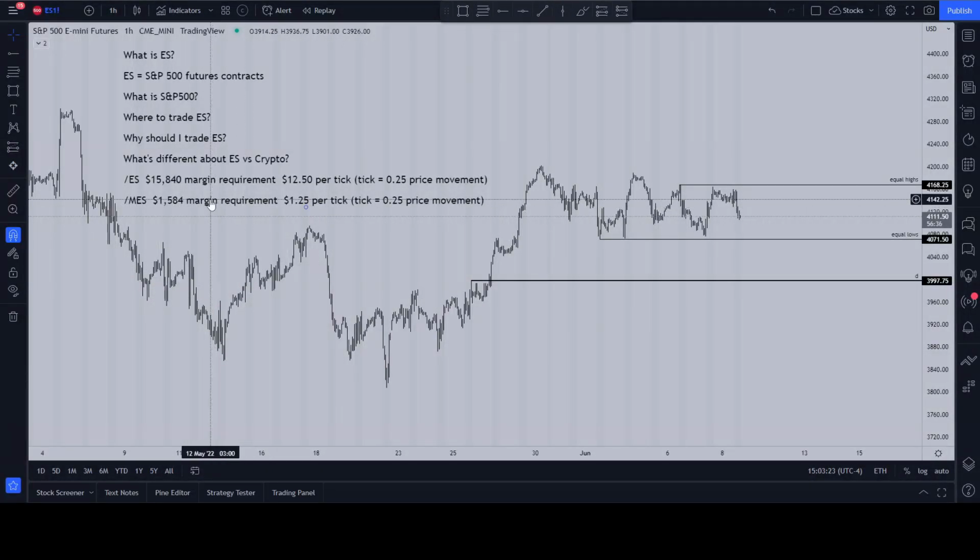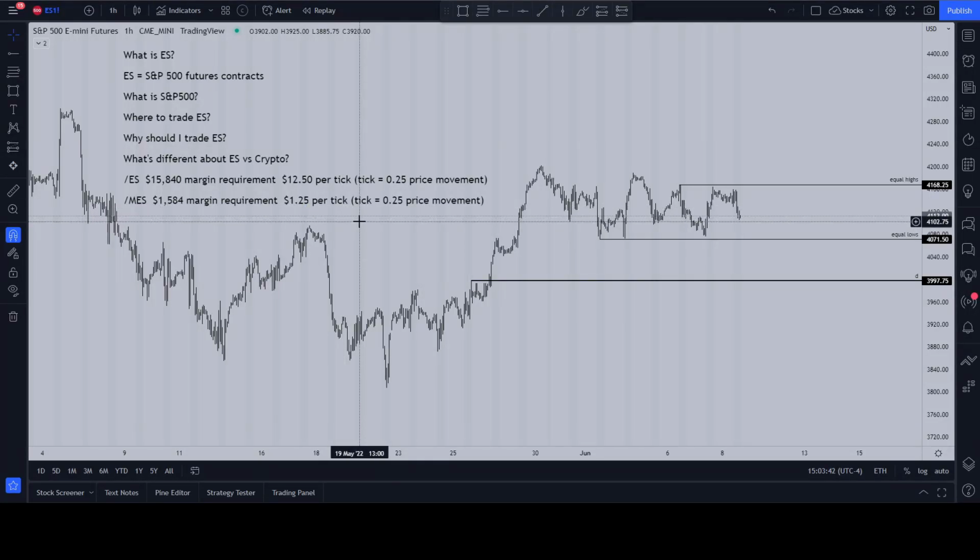So if you're smaller, you're more small time, you're more in the beginning, and you're looking to go with the legit broker route, you go with probably MES, and it's going to be a smaller margin requirement, and the tick movement is a lot smaller. And this is very good to practice in the beginning, okay?